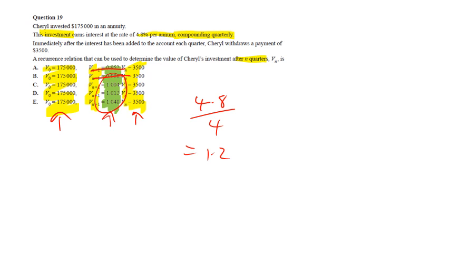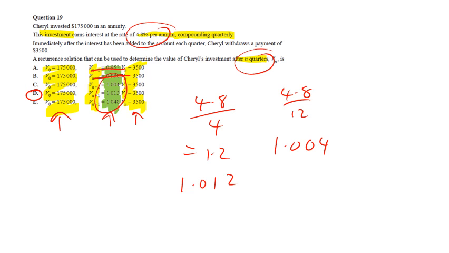So you get 1.2, right? And if you divide that by 100 and then add 1, you get 1.012. It looks like the answer is in fact D. So what's gone wrong with the other ones? The other ones are like if you do 4.8 and then divide by 12, you'd get the 1.004. And if you forget to divide at all, you get the 1.048. So pay attention to this quarters. That was the real trick, and dividing the 4.8 by 4. And that's all they were checking.